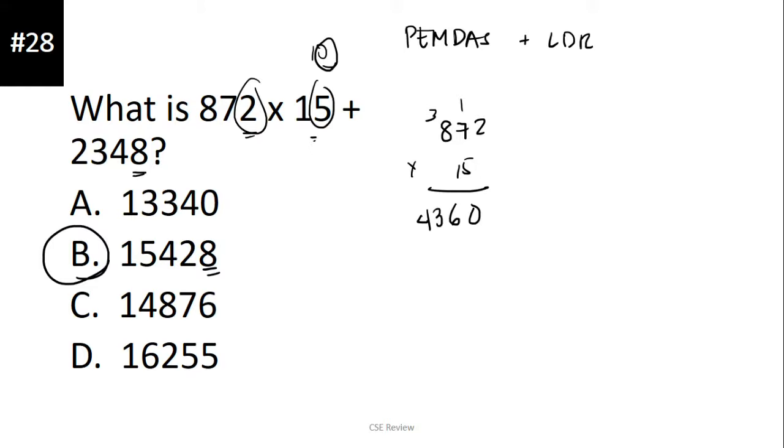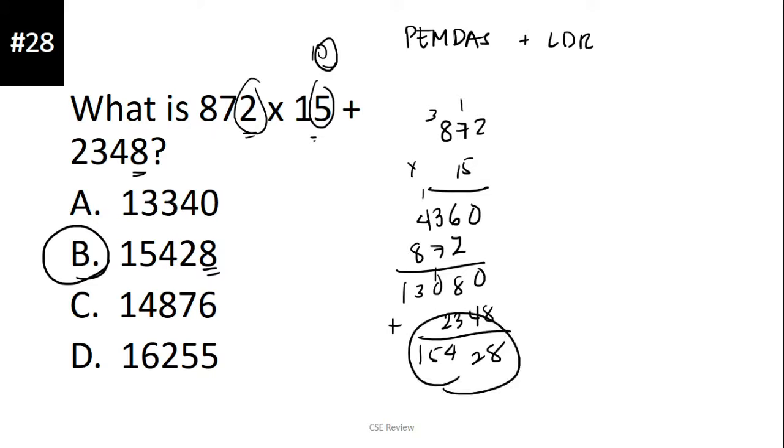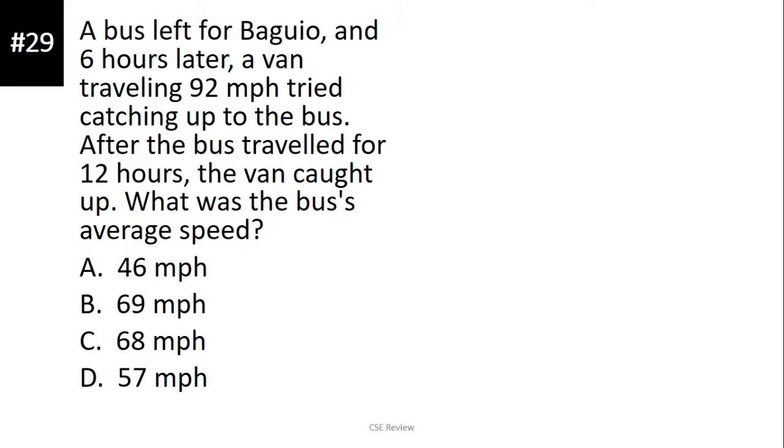This is going to be 872, 2, 7, 8. Tapos i-add natin. 0, 8, 10, 5, 13. So 13080 plus 2348. It's going to be 8, 12, going to be 4, okay, and then it's going to be 15. So again, for 15, 4, 2, 8, pareho lang din ang sagot. Mas madali lang if you use yung mga techniques natin that we learn. Okay? 29. Okay, speed na to.